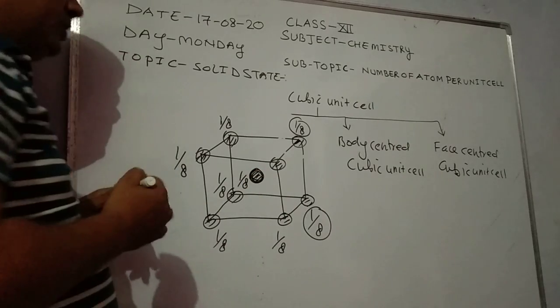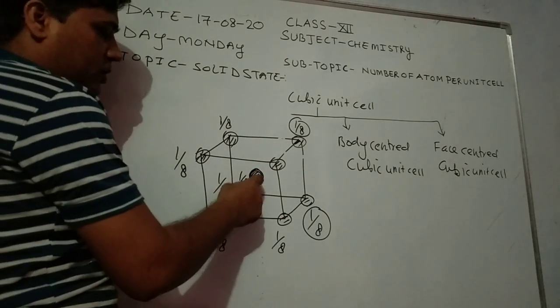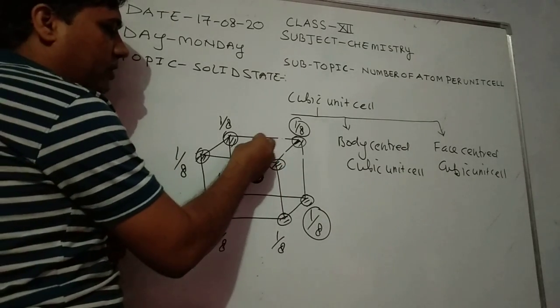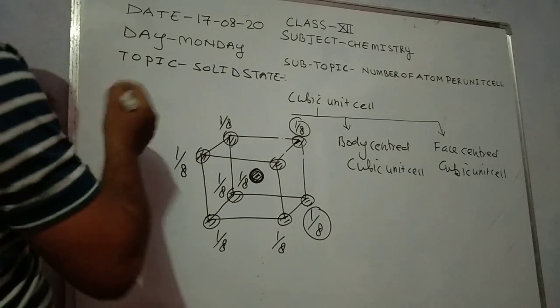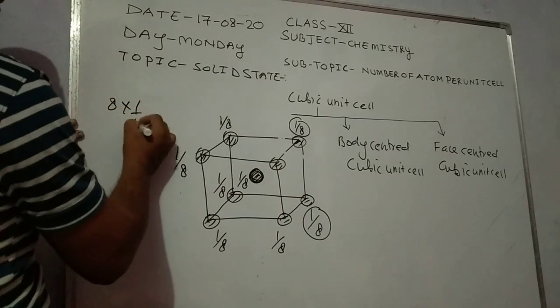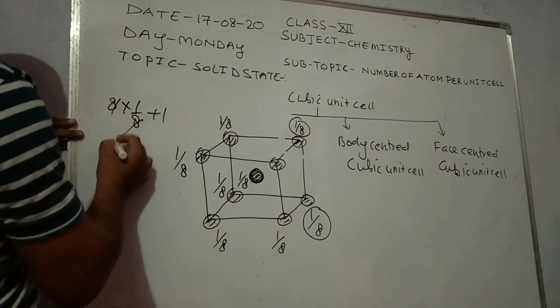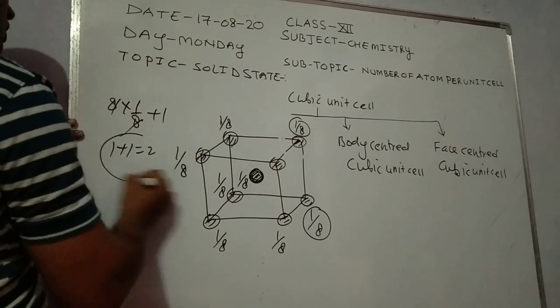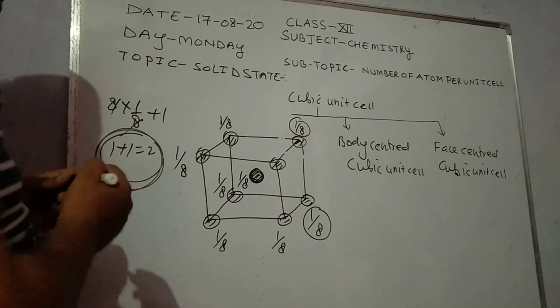This particular atom, there is no sharing. So this particular atom is only for this particular unit cell. So the total number of atoms is equal to 8 into 1 by 8 plus 1, so 1 plus 1 is equal to 2. So the total number of atoms per unit cell is equal to 2.